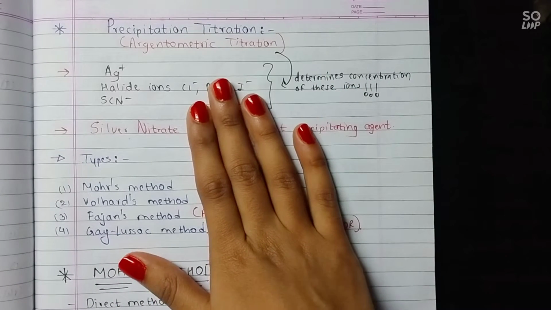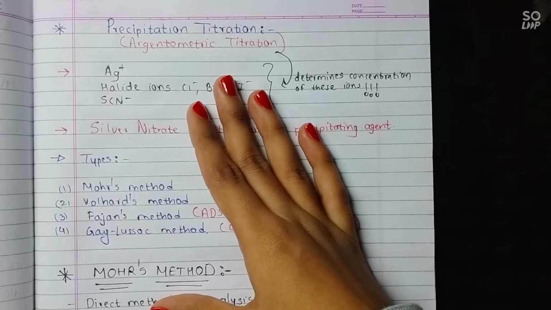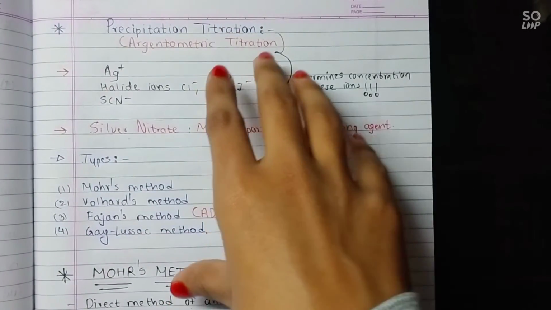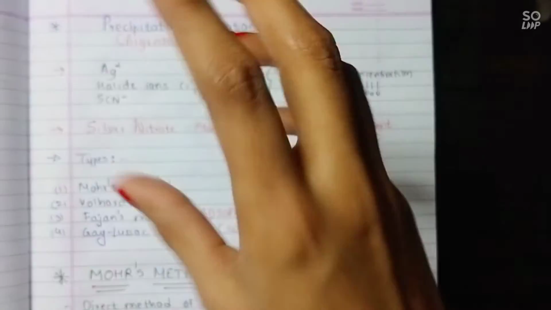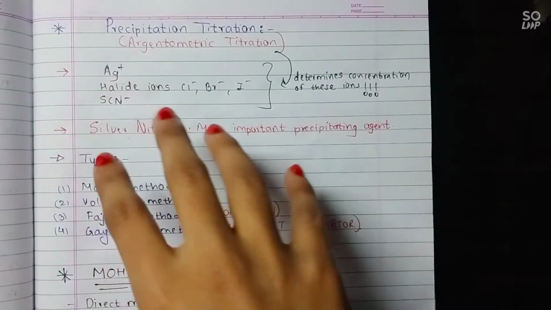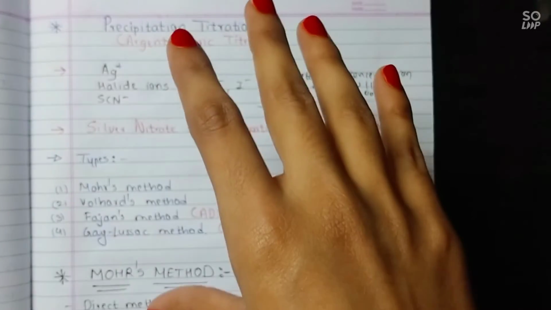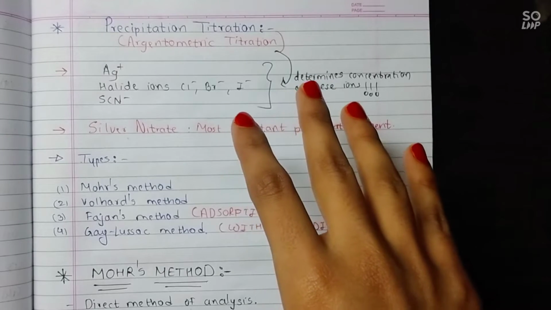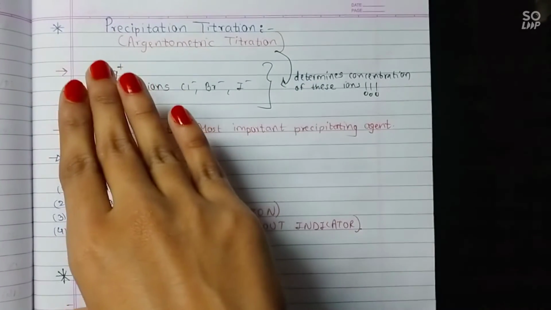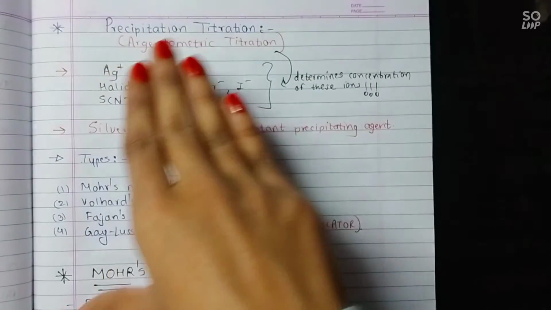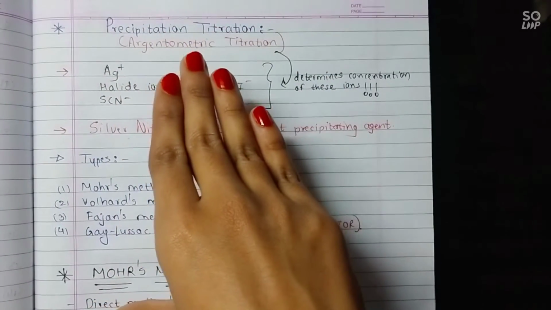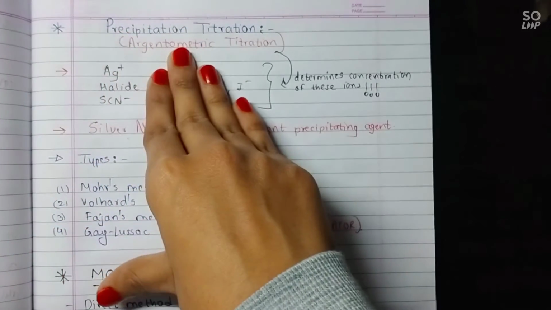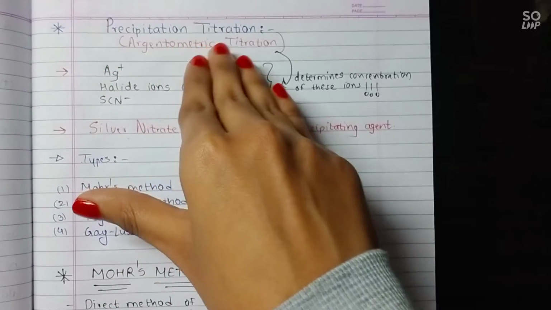What is titration? First of all, it is very important to understand. Titration is nothing but to determine the concentration of an unknown chemical moiety present in the sample. So, for that, we use titration. There are various types of titrations, as I've already told you. One is precipitation titration. It has another name, and that is called argentometric titration.